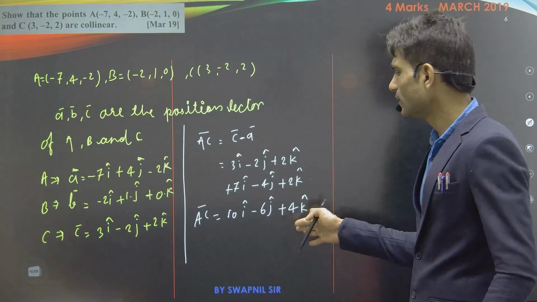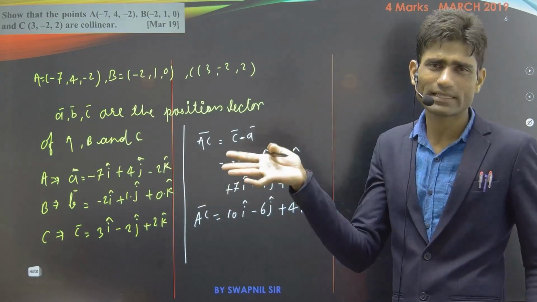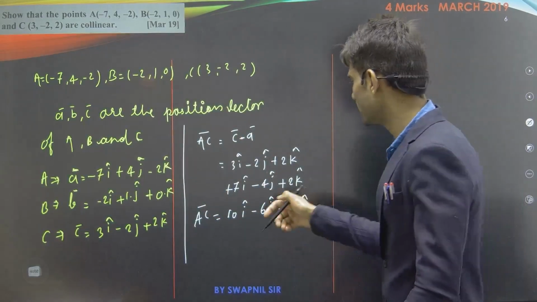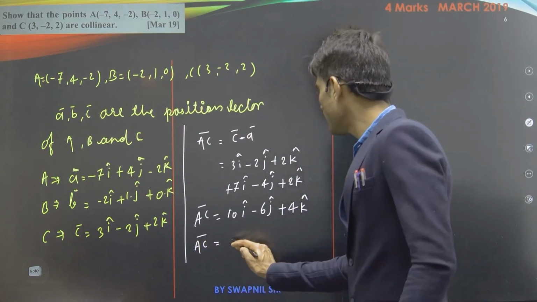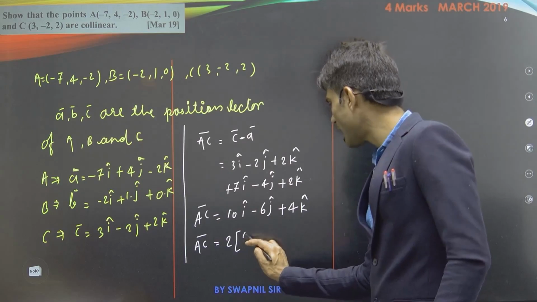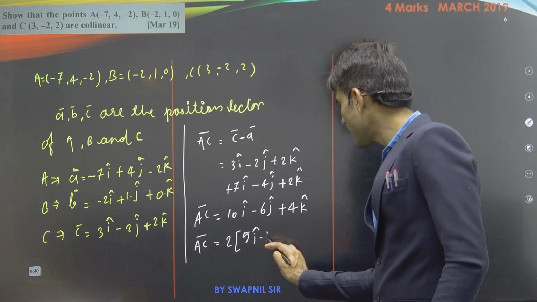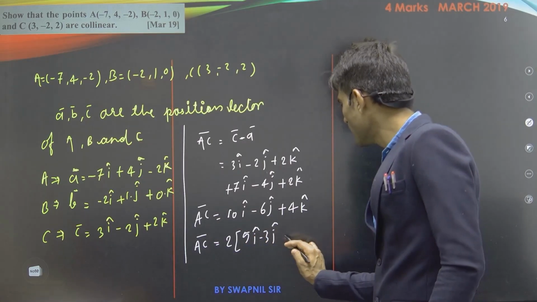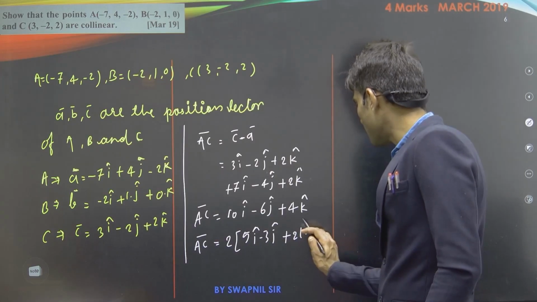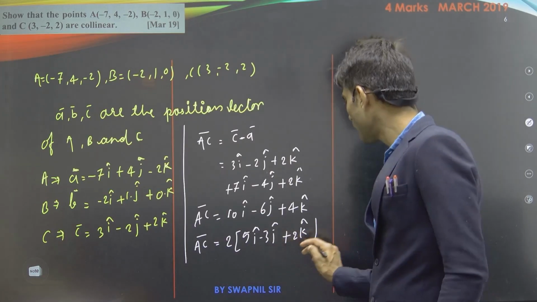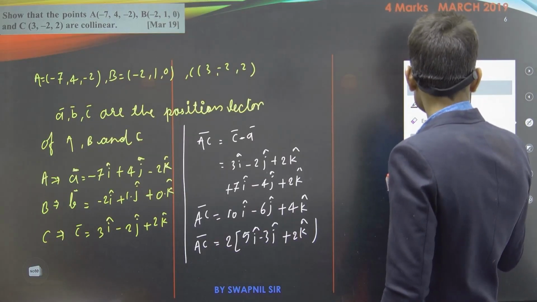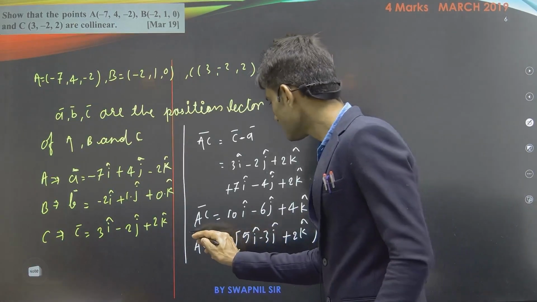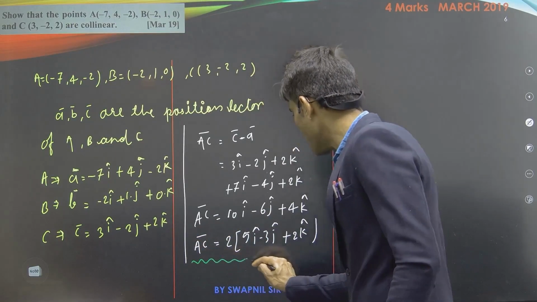If possible, take some constant common from these three variables. So AC bar also can be written as, take 2 out of the bracket, 5 times I cap minus 3 times J cap plus 2 times K cap. This is the value for AC bar. So I got the first value, this one is the first AC bar.